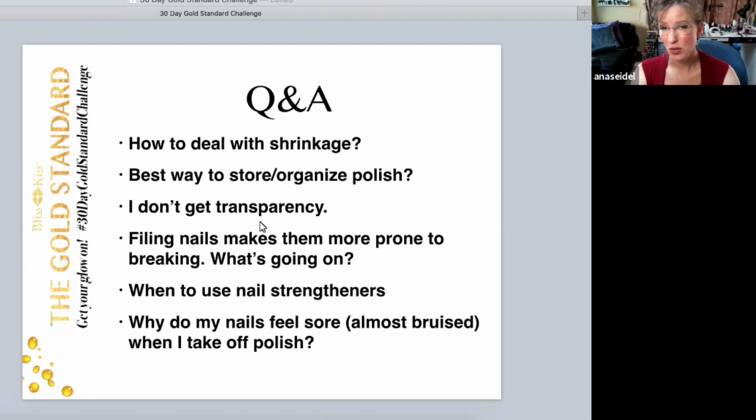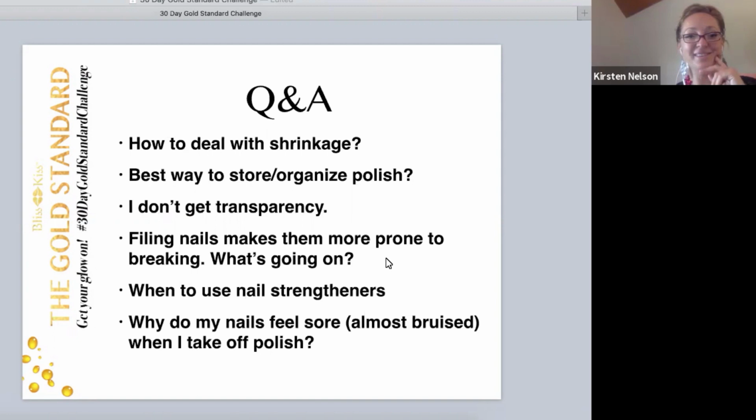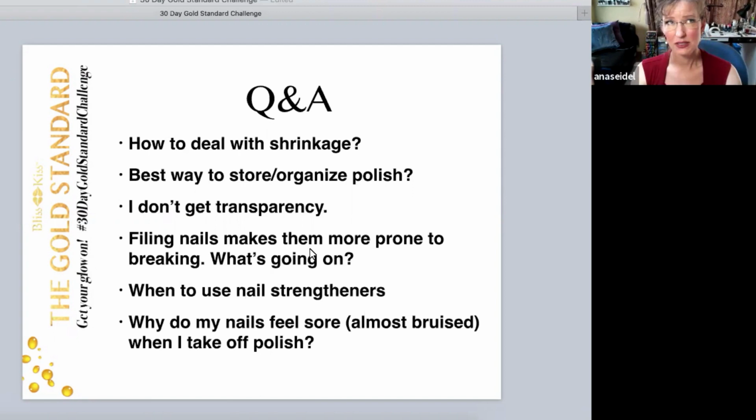And Doug Schoon, author of Nail Structure and Product Chemistry, says that's ridiculous. Also, some polishes have UV reactive, non-reactive things, so that your polish doesn't bleach out.